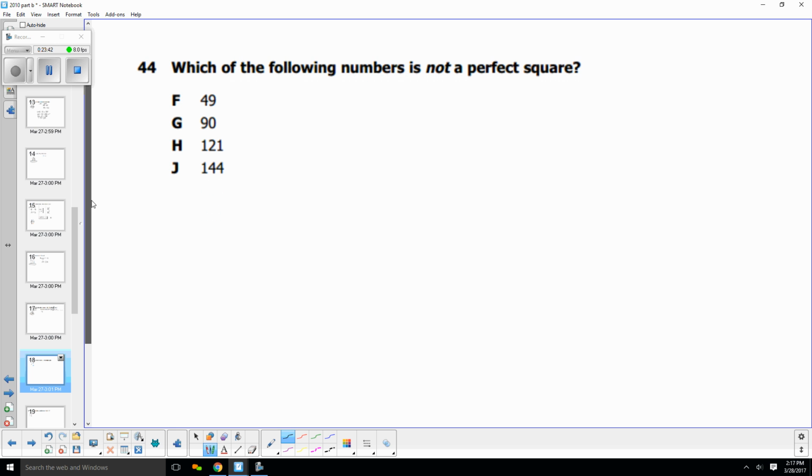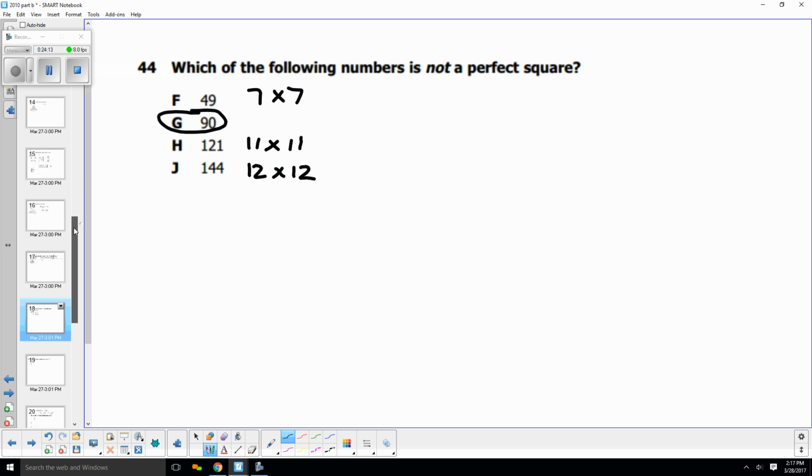44. Which of the following numbers is not a perfect square? Kaylee? Okay, Ty? 90. 90 is not a perfect square. What is a perfect square? Naomi? It's numbers that can be multiplied by itself, like 7 times 7. Correct. So 49 was 7 times 7. What's 121? 11 times 11. And 144? 12 times 12. Okay. So therefore 90 is not your perfect square.